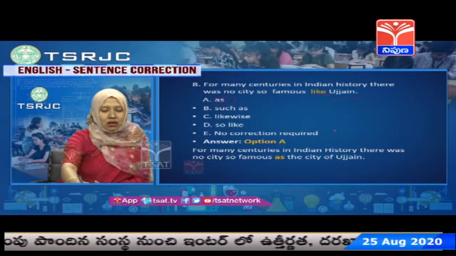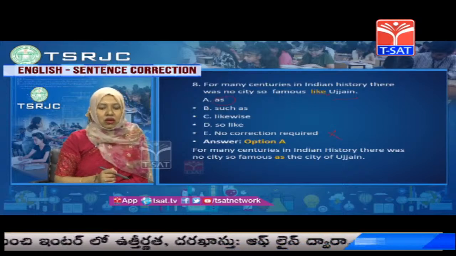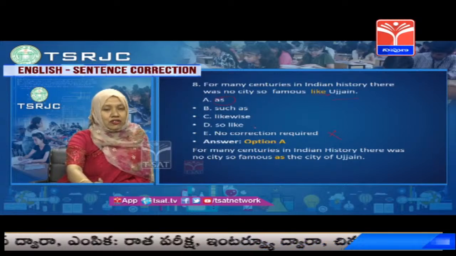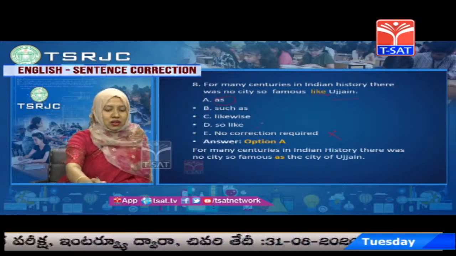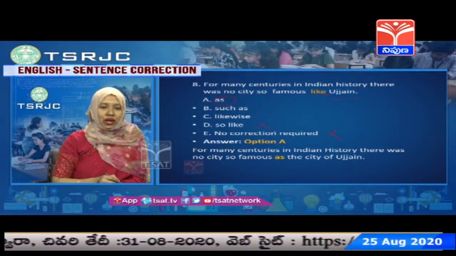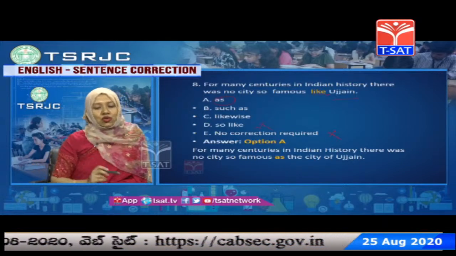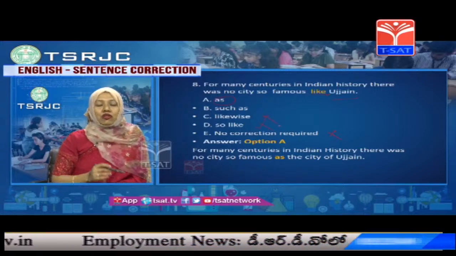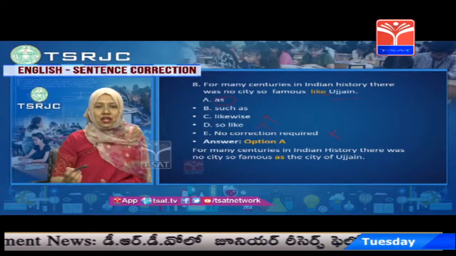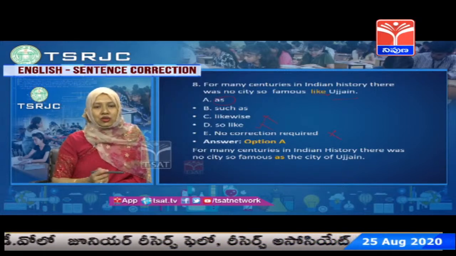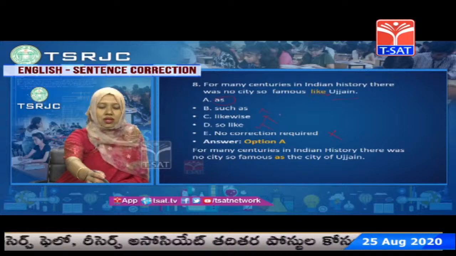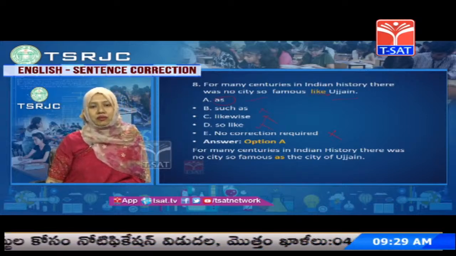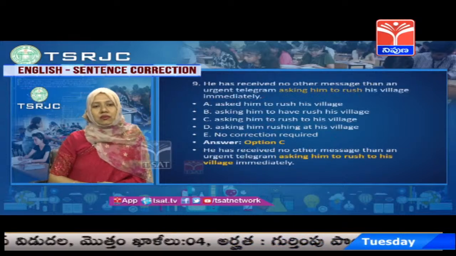There is a mistake. Option E is wrong. "There was no city as famous so like Ujjain": this option is wrong. You cannot use "so like". "There was no city so famous likewise" is also not a suitable answer. "There was no city so famous such as Ujjain" is also wrong. So what is left? Option A is left. That is the correct answer. Simple. You will get the answer.